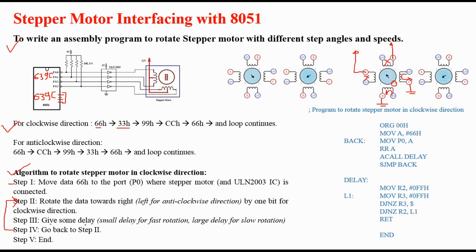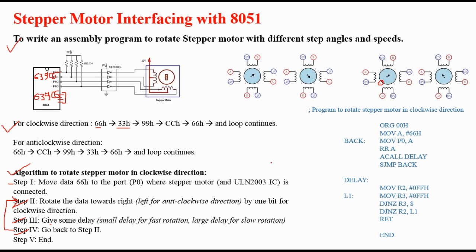So give some delay so that the motor shaft will remain at that position for some time. Again go back to step 2. Again the same thing, rotate the data towards right. Now the data will become 66. Again the same data. So in this way the motor will come to the starting location, that is position number 4. In this way the motor will keep on rotating again and again for an infinite amount of time, because all those steps, steps number 2, 3 and 4, we have written in an infinite loop.